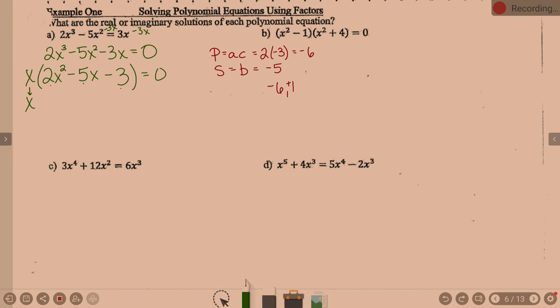Split them. -6 and 1, we're going to split the middle term. Now, be careful. Stay organized here. The 2x squared is just going to drop down. Then -5x becomes -6x plus 1x. And then I also need to drop the -3 down. Do you drop the 0? It's still going to equal 0, yes.